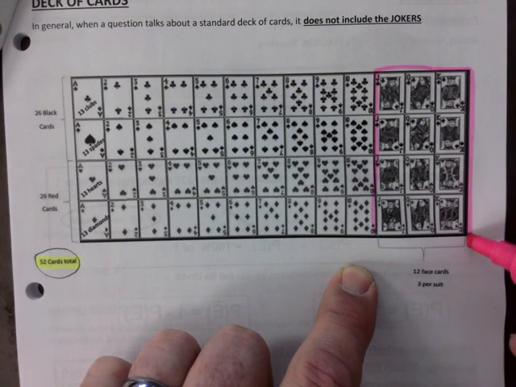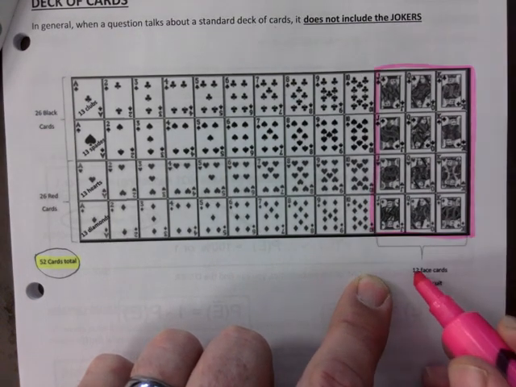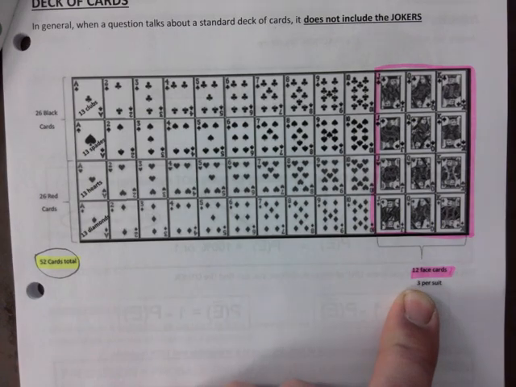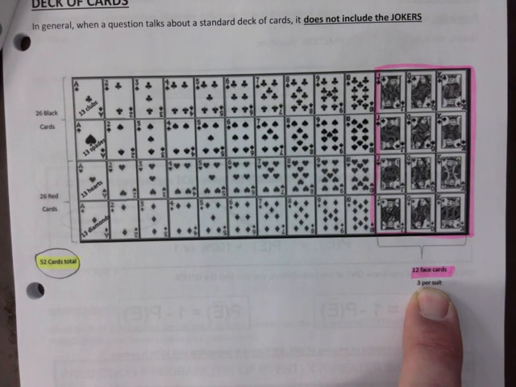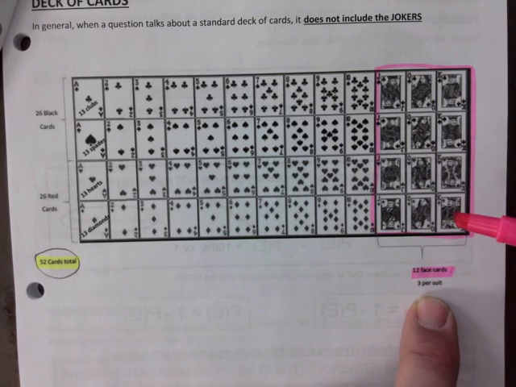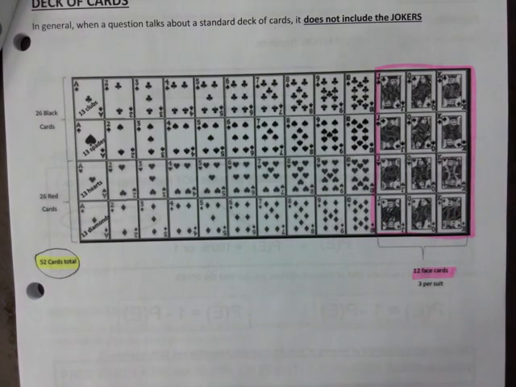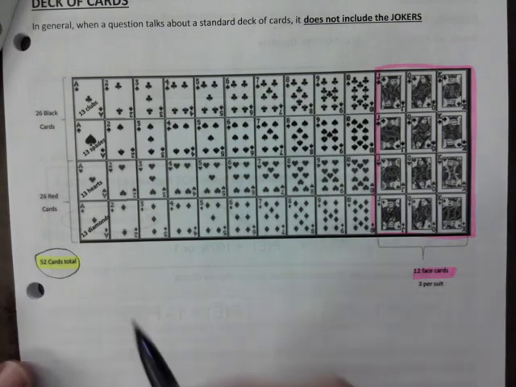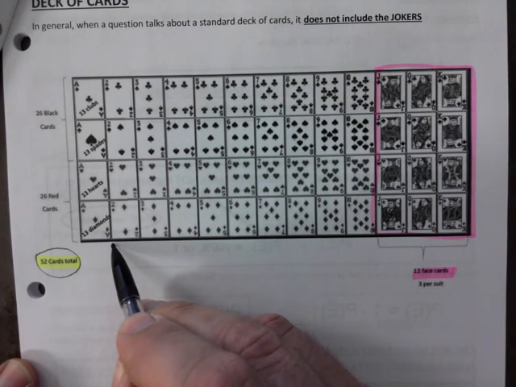They show up quite often. Okay, there are 12 face cards, 3 per suit, right? 3 per suit. So the clubs have 3, the spades have 3, hearts have 3, and the diamonds have 3 face cards. So keep that in mind.